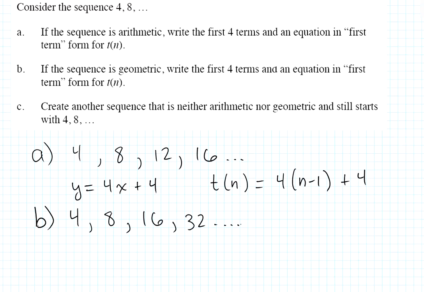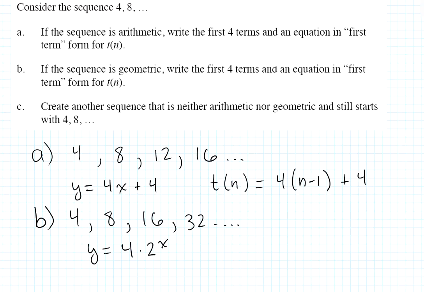Now if I was to write this as an equation in not first term form, just the equation, right? It would be y equals, remember the form is a times b to the x, where a is your first value and b is your common ratio, right? Going up by 2 each time. So this should be 4 times 2 to the x power.